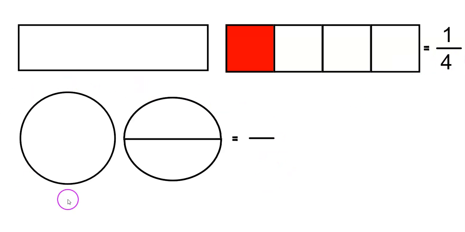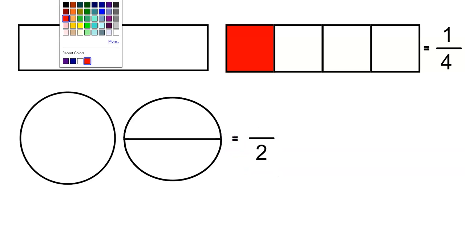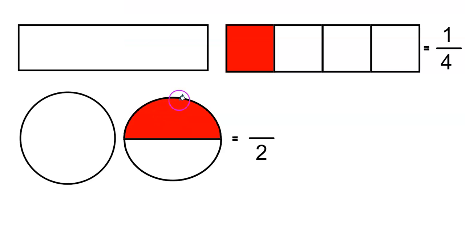Now, if you look down here, I have a circle and I split it into 2 equal parts. So that means that our denominator is going to be 2. Now, let's say I color in or I shade in 1 out of those 2 equal parts. So again, that would make my numerator to be 1.